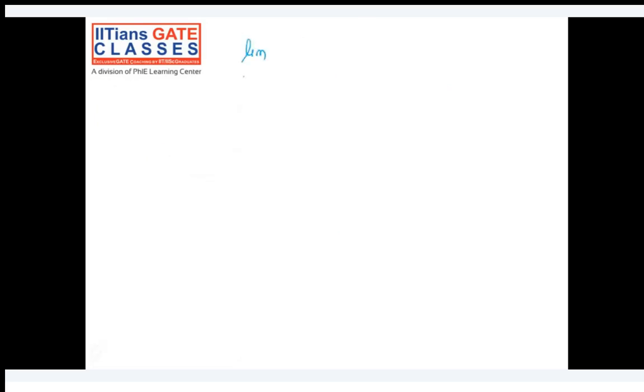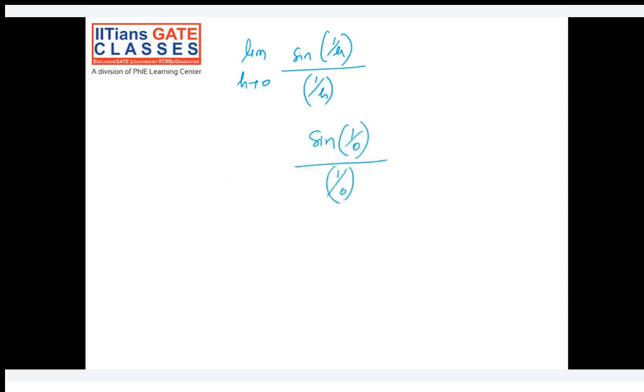So I can write it as sine of 1 upon h divided by 1 upon h. If I put h is equal to 0 in this, it is sine of 1 upon 0 divided by 1 upon 0. Sine of 1 upon 0 will be sine of infinity, divided by 1 by 0, which is what?